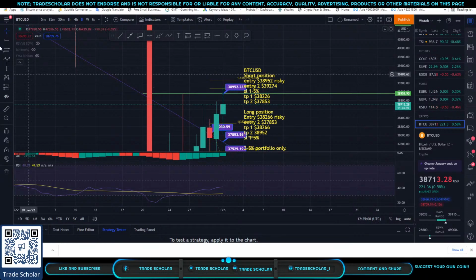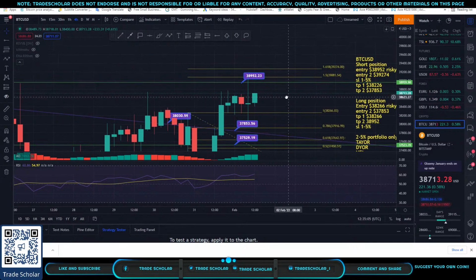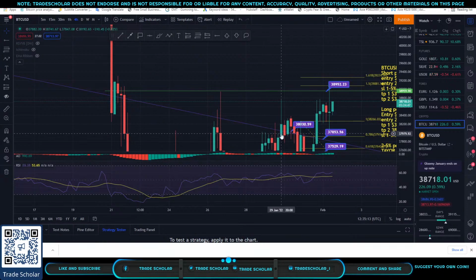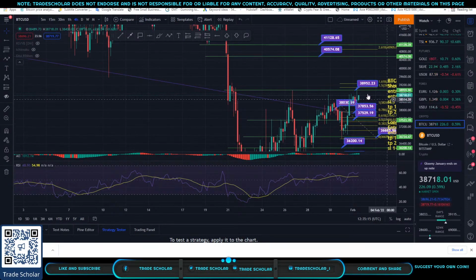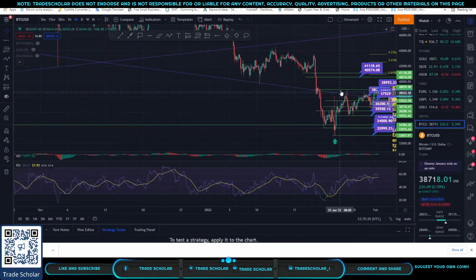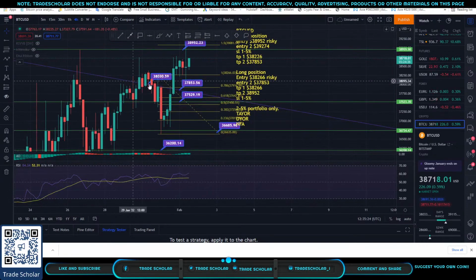Okay, so that sucks, right? You're out of the trade, and then it went on its way. So on the 4-hour time frame, this is a strong support. This trend line goes to our previous all-time high. Okay, so this is a strong support. This trend line right here is a strong support.